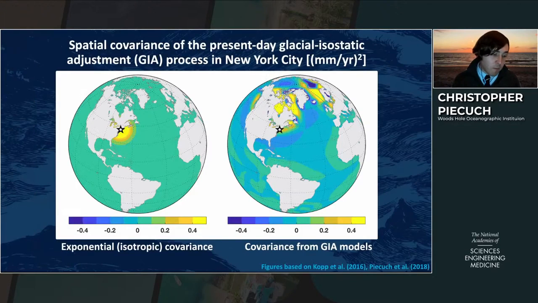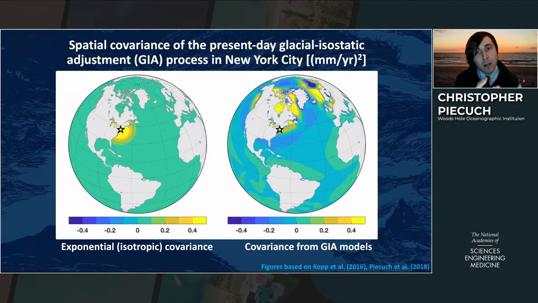So the way a lot of probabilistic algorithms work is that you assimilate sparse data and you share that information across space and time according to specified covariance functions. I'm giving an example here of two covariance functions related to the GIA process at New York City, where I'm showing the star here. On the left is the covariance function used in the Kopp et al. study, and you see this yellow bullseye right around the New York region. You can interpret it as saying, given a measurement at New York, how far afield does my probabilistic algorithm allow me to share that information? In the Kopp study, it's a relatively local neighborhood of New York City.